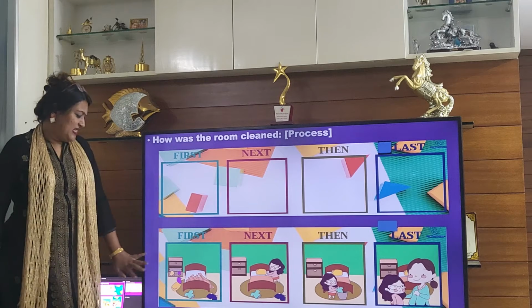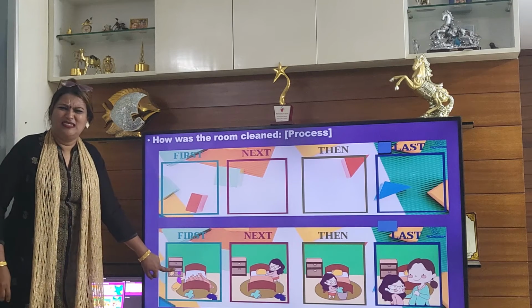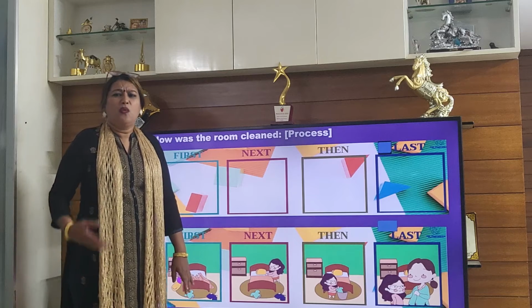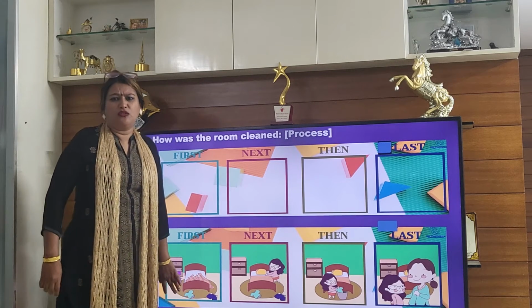Okay, now, how was the room cleaned? See, there was a messy room. Can you see the first picture here? So here we talk about the stages, we talk about the process. What steps she actually took to clean the room.